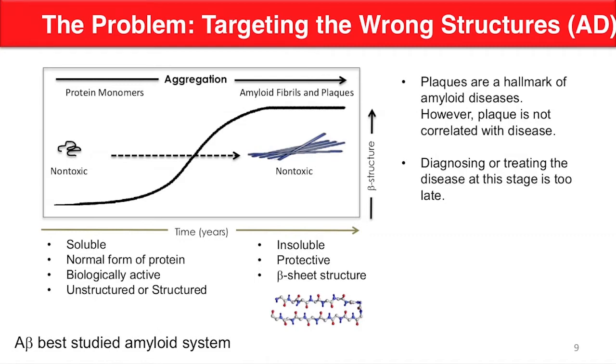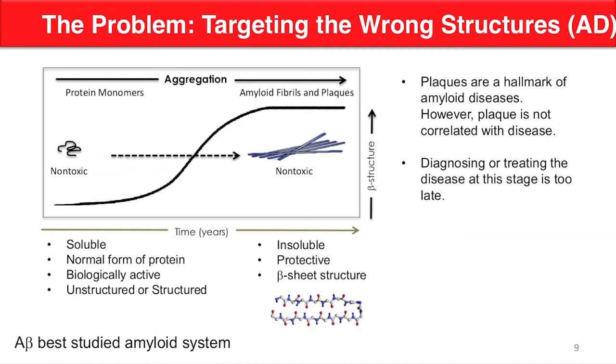So on the left, in the non-toxic form, we have something that's soluble. It's got biological activity, and it's involved in memory and learning and synaptic signaling. And it's changing in structure and then aggregating to become insoluble. And at that point, it has beta sheet structure. So while plaques remain the hallmark of amyloid diseases, they are not correlated with disease itself. So amyloid burden is not correlated with disease. There are patients that have substantial amyloid plaques, but they're cognitively normal.